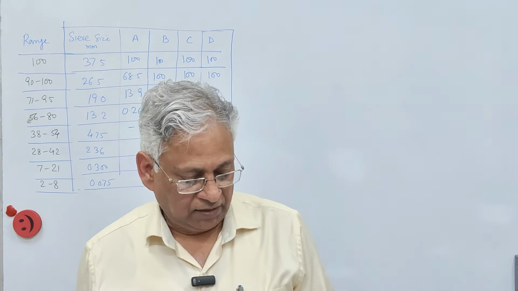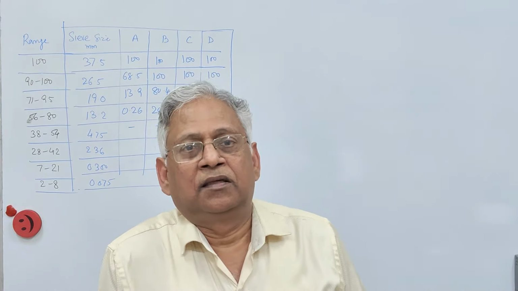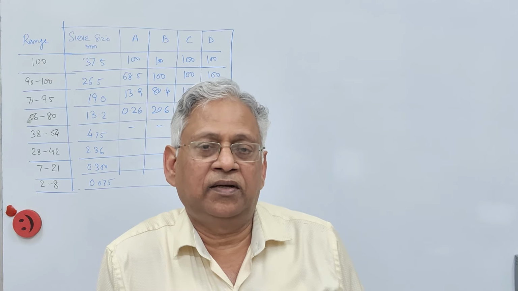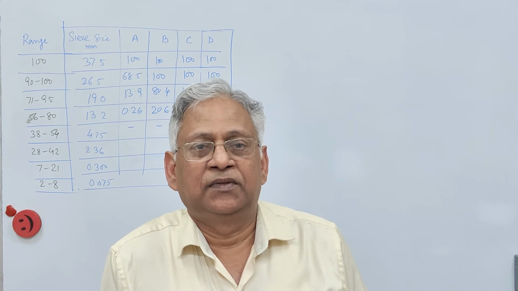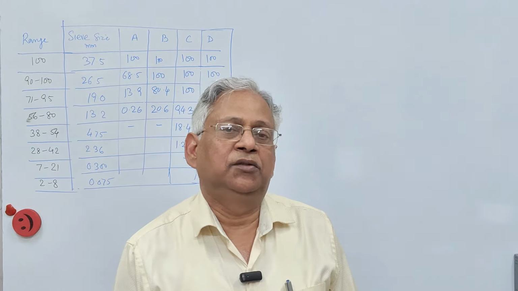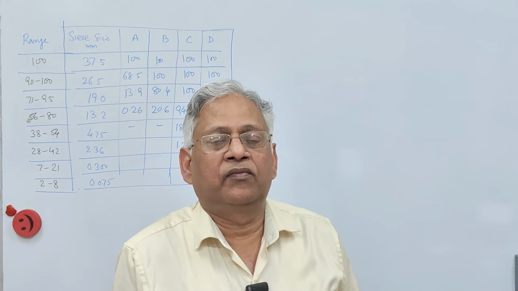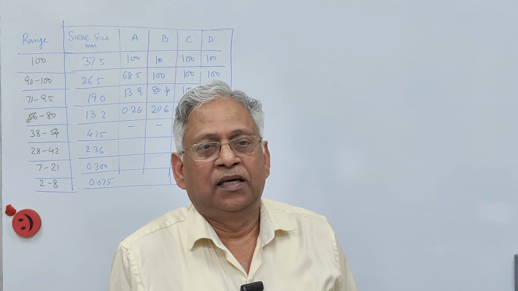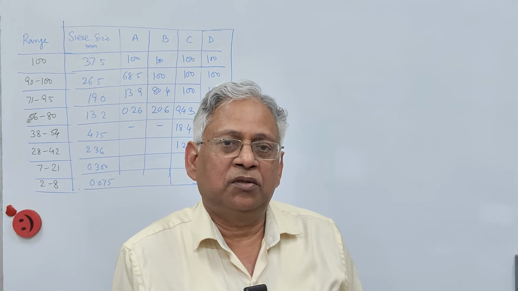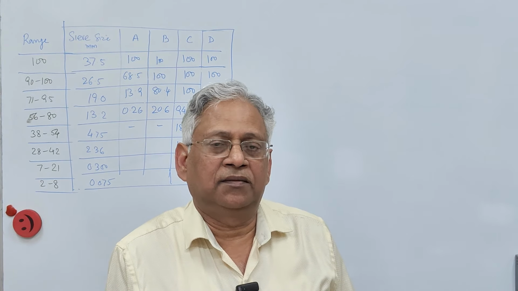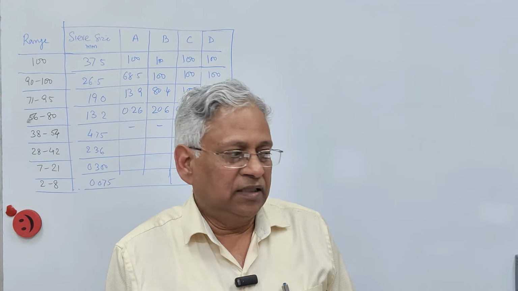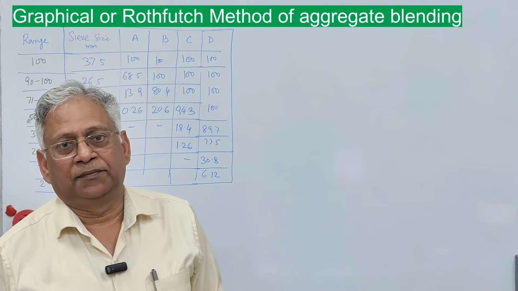Hello friends, today we shall discuss blending of aggregates, how to mix different sizes of aggregate to get the desired grading. And this is required in all mix designs, either you do it for bituminous layer or for base or sub-base layer. There are 2-3 methods of mixing aggregates, but the most commonly used method is the graphical method. I will explain this method with the help of one example. This method is also called the Rothfutch method.